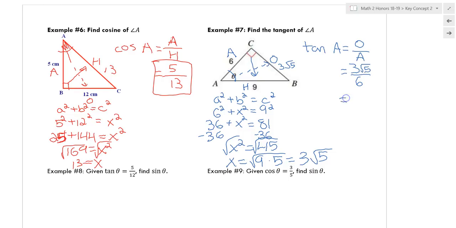This does reduce, right? 3 over 6 becomes 1 over 2. So we can say 1 square root 5 over 2, or just square root 5 over 2. I don't necessarily need that 1 there. It's kind of like writing x or 1x, right? I don't need the coefficient of 1. So square root 5 over 2.